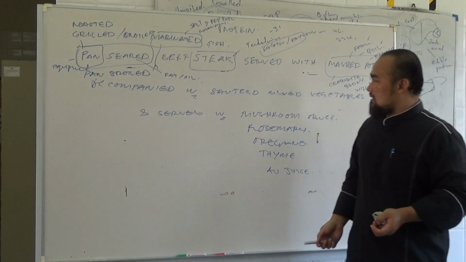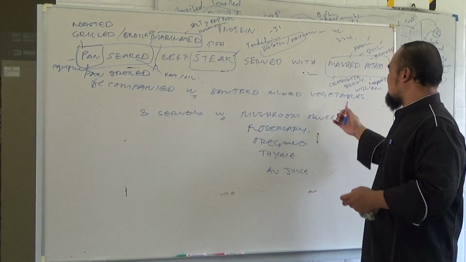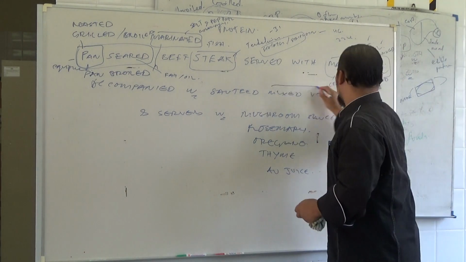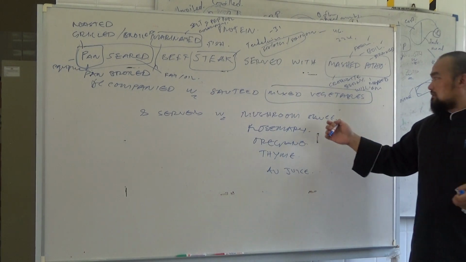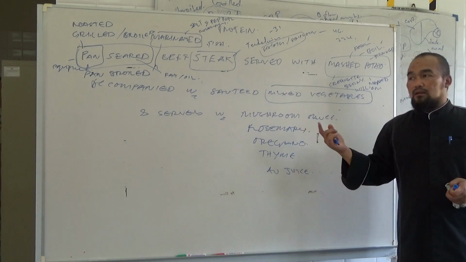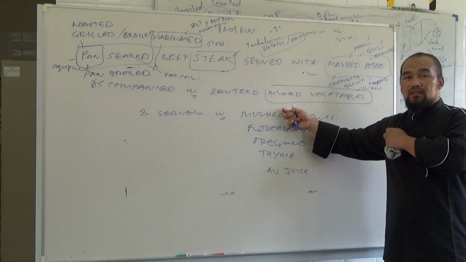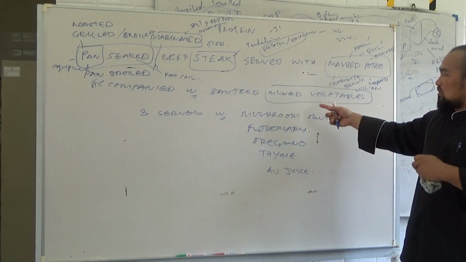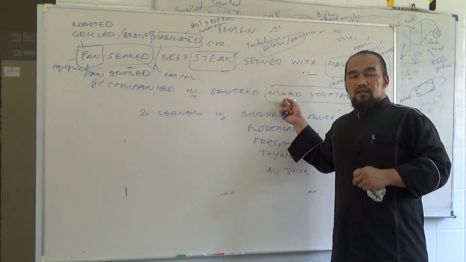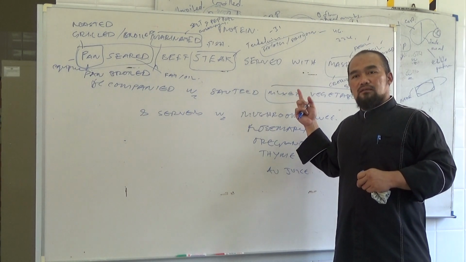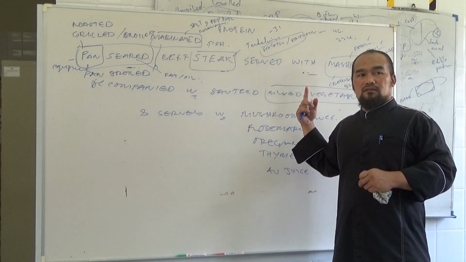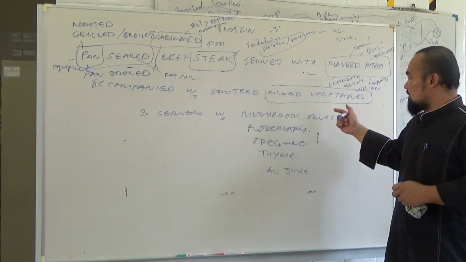Okay? And then accompanied with sauteed mixed vegetables. So he didn't mention specific vegetables. Mixed vegetables. What am I going to do with the mixed vegetables? Okay, mostly we have carrots, broccoli, what else? Cauliflower.